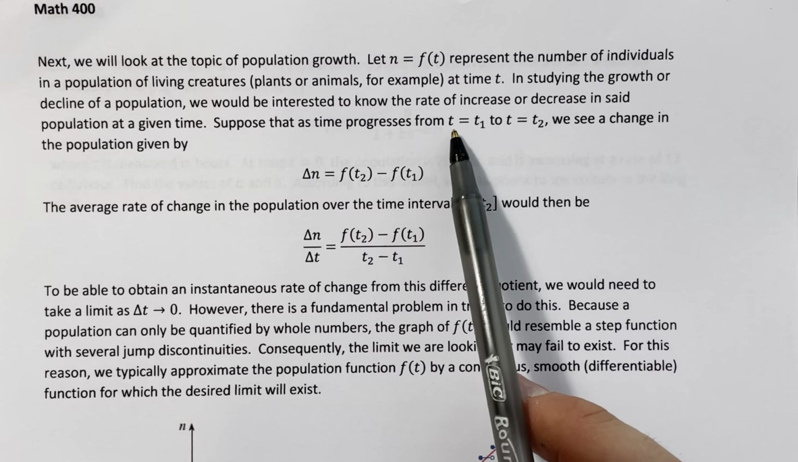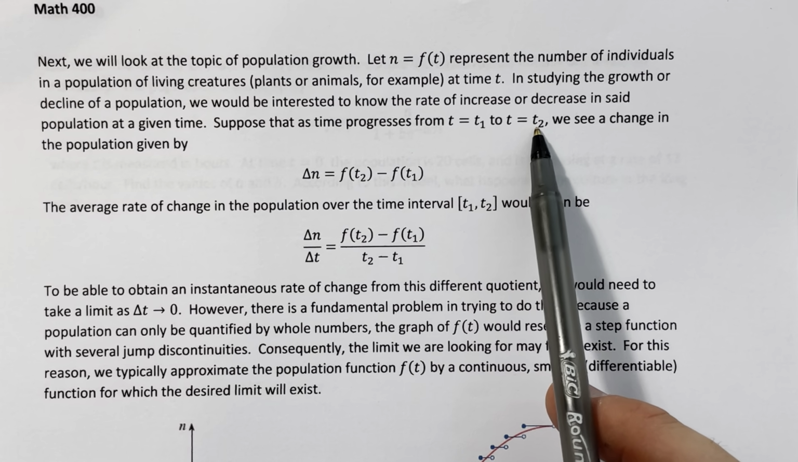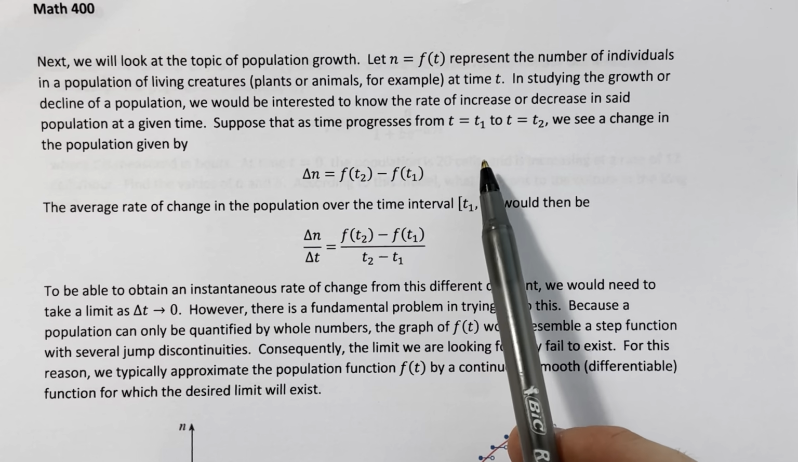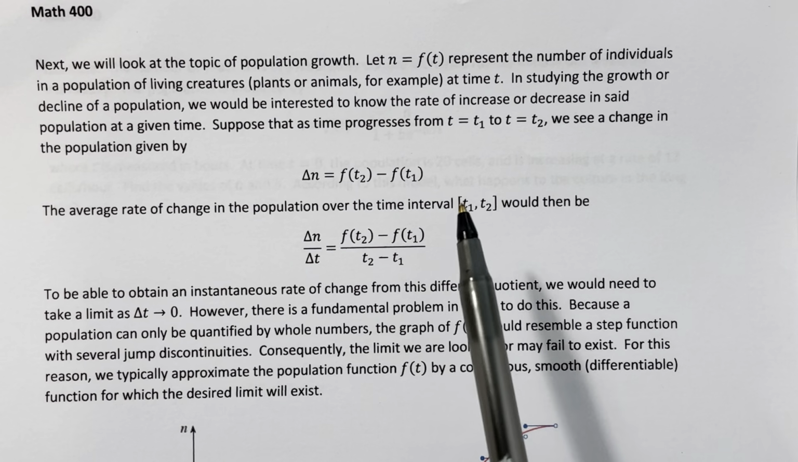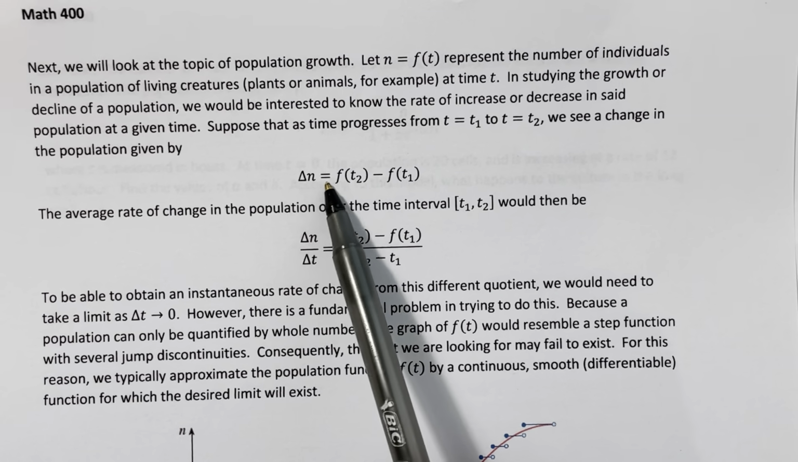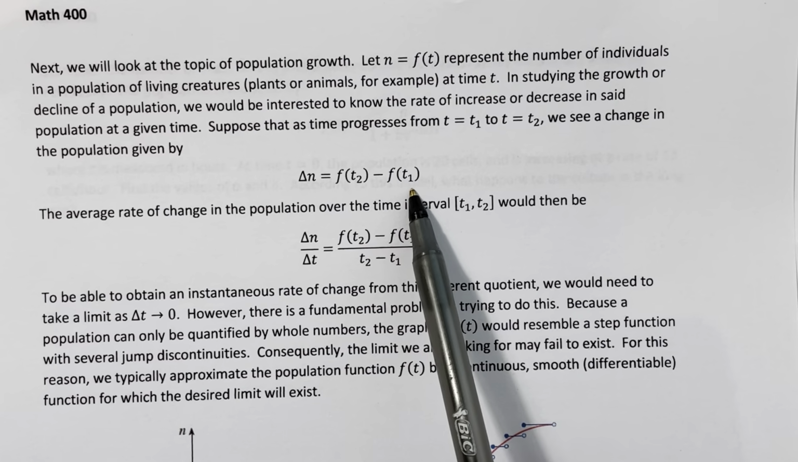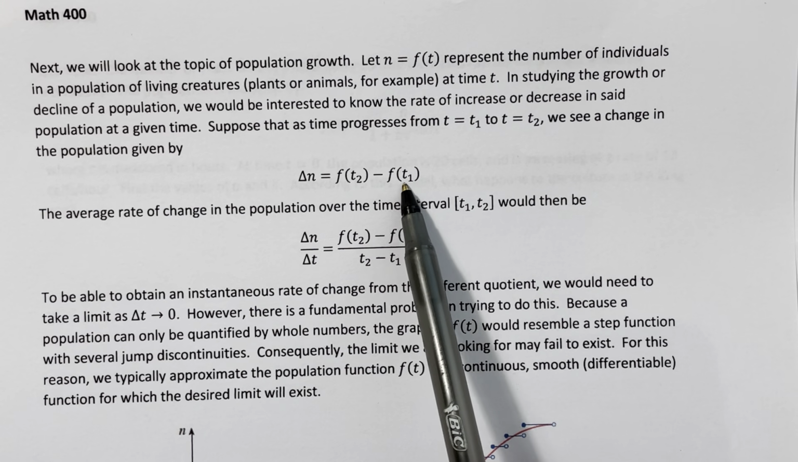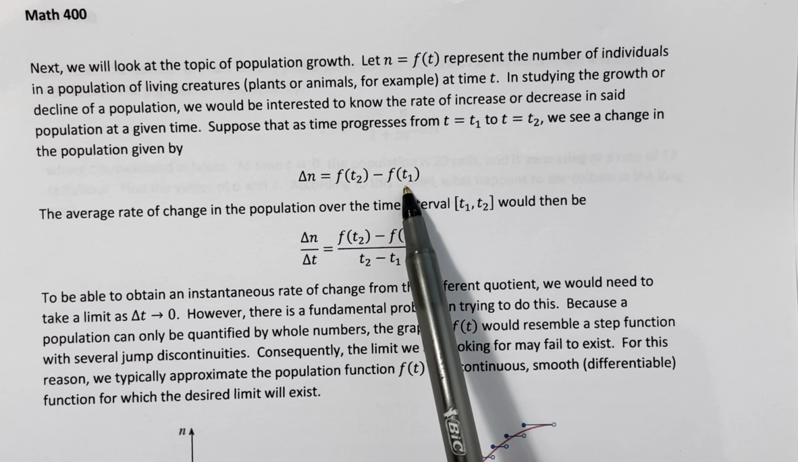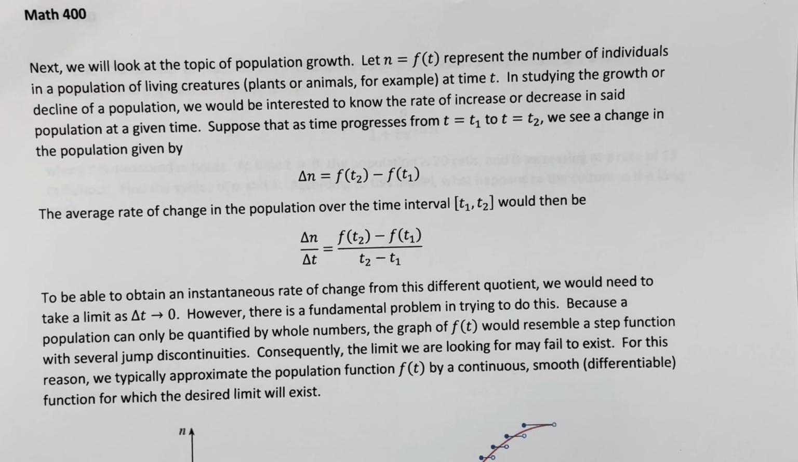Okay, so in order to start looking at what that rate would look like in context, suppose that time progresses from t equals 1, or t1, to t2. So these are 2 times, we increase from t1 to t2. Then we might see a change in our population as that time passes. And we would denote that as delta n equals f of t2 minus f of t1. The population at time t2 minus the population at time t1 is a measure of how many individuals we gained or lost over that time period.